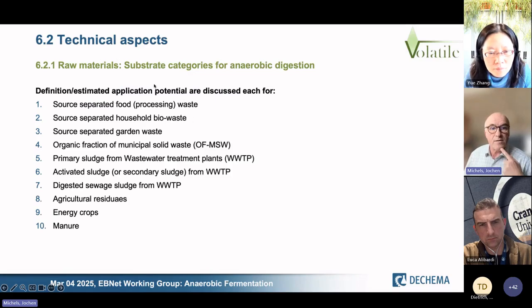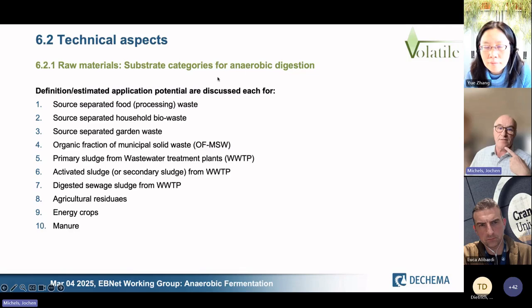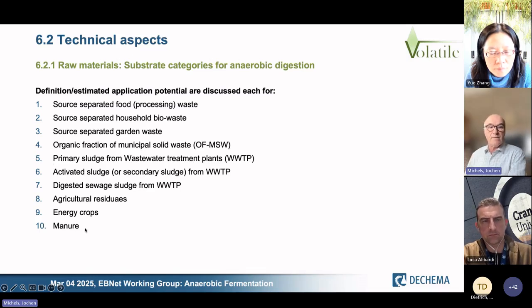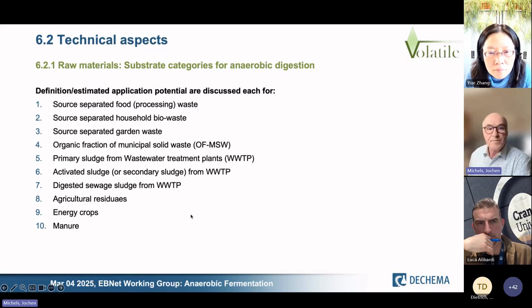We also defined the substrate categories for anaerobic digestion. And we had a deeper look at 10 different substrates for the anaerobic digester, gave a definition, and estimated the application potential for these 10 substrates.